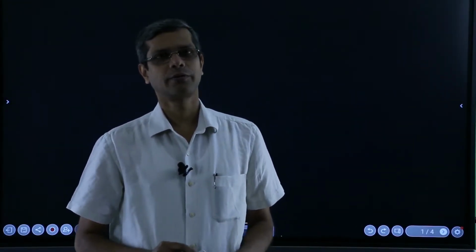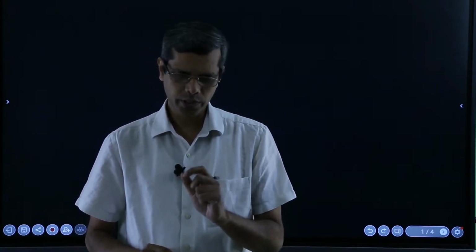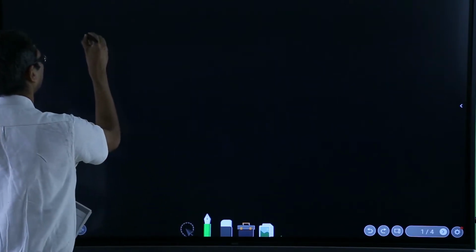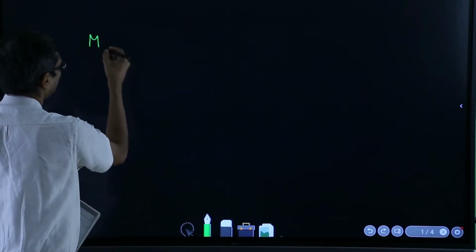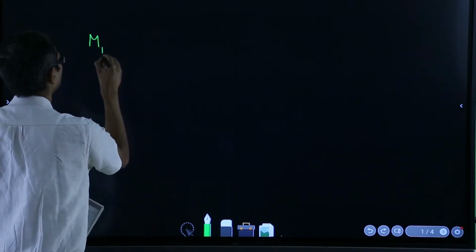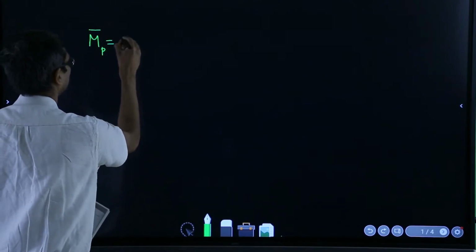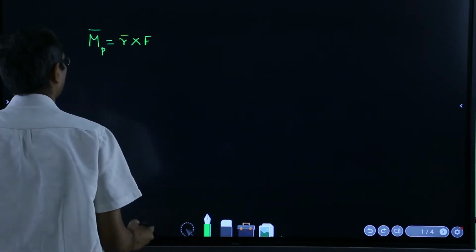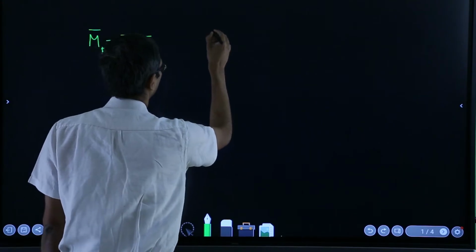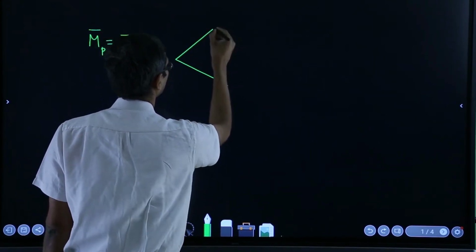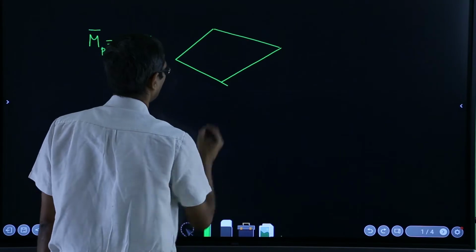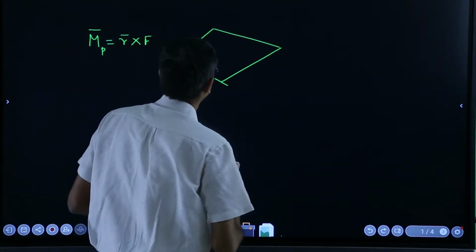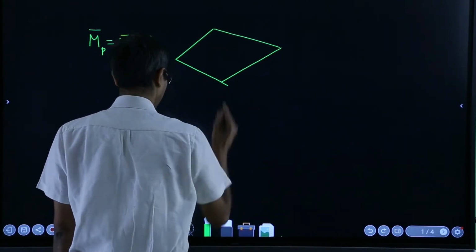Last segment we discussed the moment of a force about a point, and we saw that the most general form in which we should be able to calculate that is R crossed with F, and the situation was like this. There is a plane. In fact, the plane need not be there from the beginning.